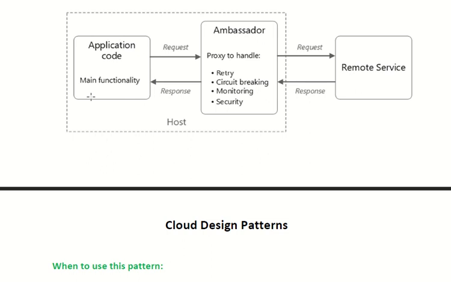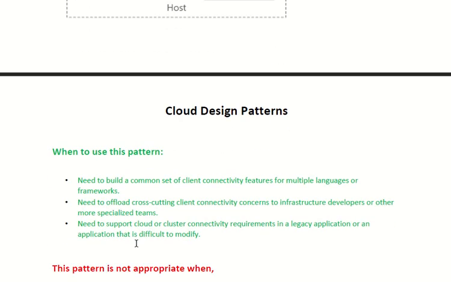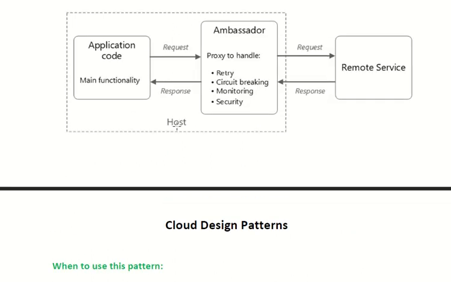So all these applications basically want the same common set of client connectivity features in order to connect with external services or the company hosted internal services. In such cases, that's why they say need to build a common set of client connectivity features for multiple languages or frameworks. Okay, then you can make use of this pattern.